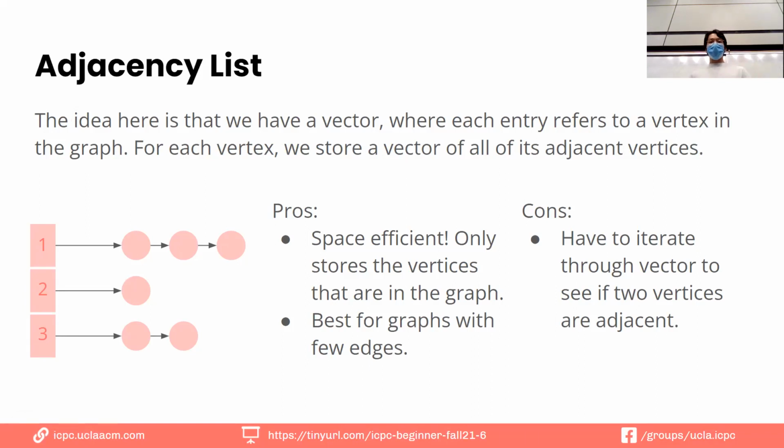However, this method doesn't really work too well if we need to check if an edge exists, because we have to go through the entire vector and check if two vertices are adjacent. It's especially inefficient if two vertices don't share an edge, because we have to go through the entire vector to check that it's not in there.